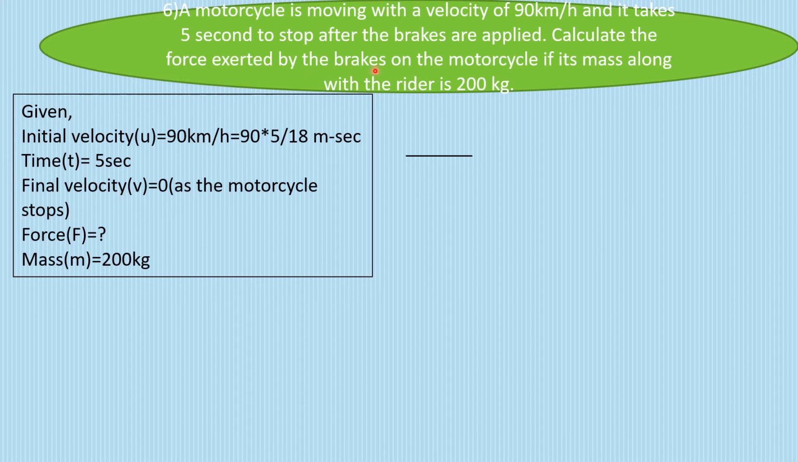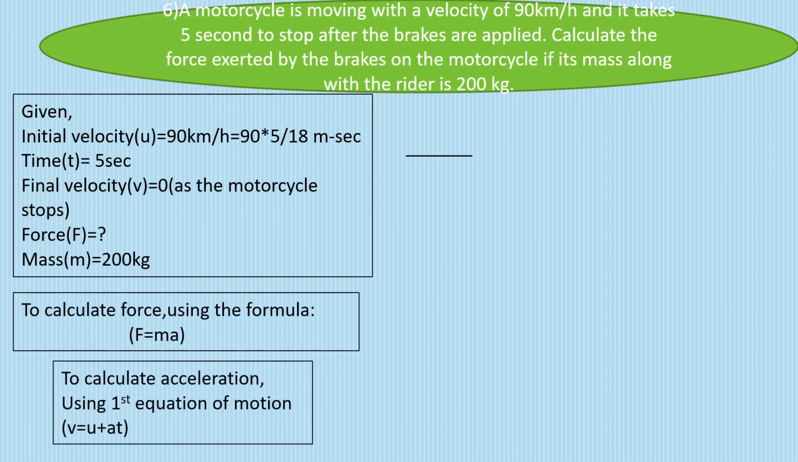Okay. So now we have to calculate the force exerted by the brakes. So force we have to find on the motorcycle if its mass is 200 kg. So mass 200 kg is given, right? Now see, whenever you have to calculate force, we know that we have the formula F is equal to mass into acceleration. Mass is given to us, acceleration is not. But to find that acceleration, these values are given, right? We have seen 5 questions, and in them we saw that when acceleration is asked, these values are usually given to calculate acceleration.